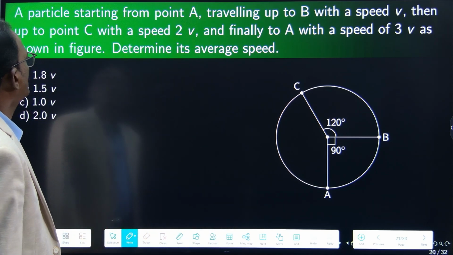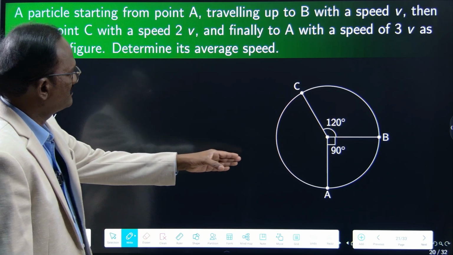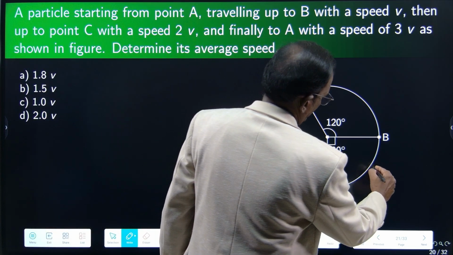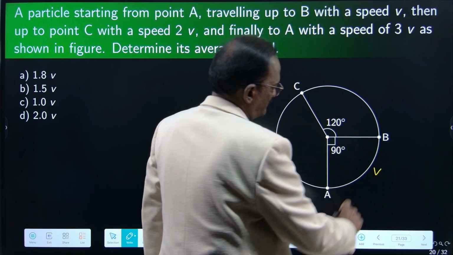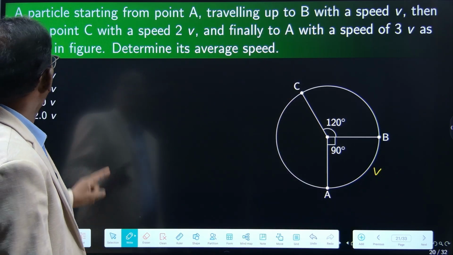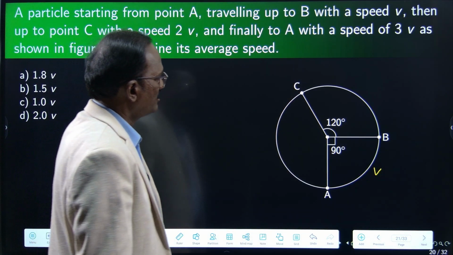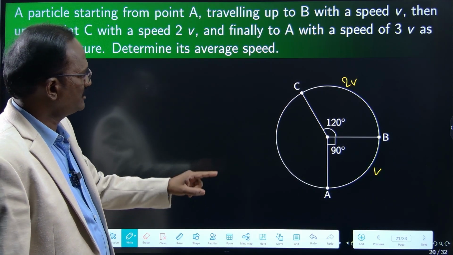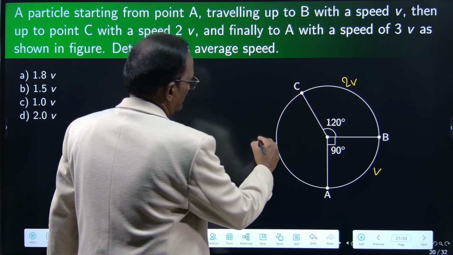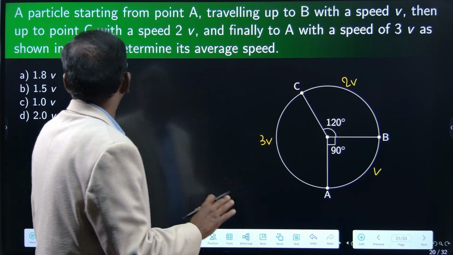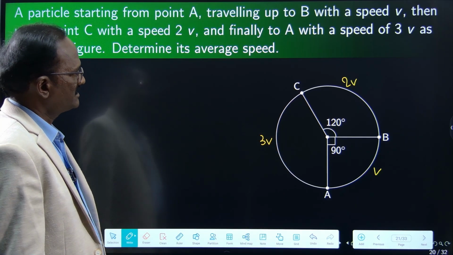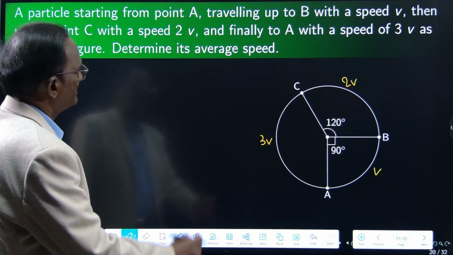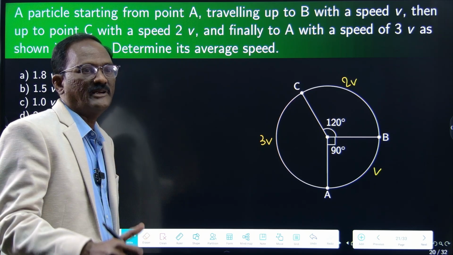A particle starting from point A, traveling up to B with a speed v. Then up to point C with a speed 2v. And finally to A with a speed 3v. As shown in figure. Determine its average speed. Average speed must be calculated. Average speed means it is distance by time.